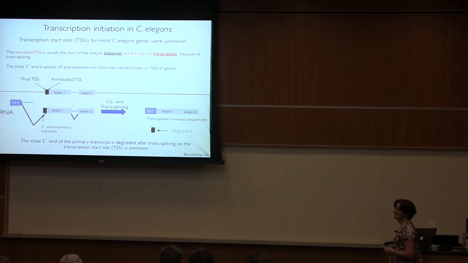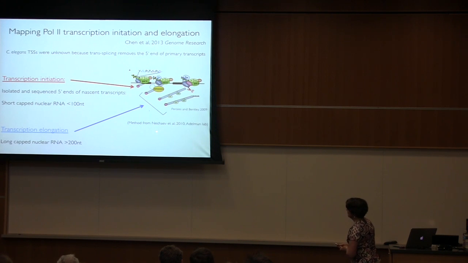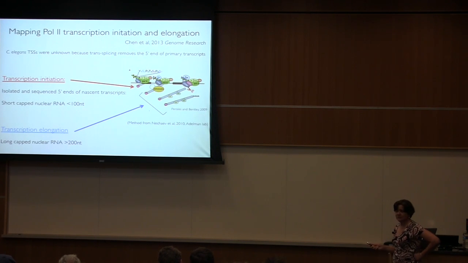And so you can't really study transcription without knowing where the promoters are, and Karen Adelman's lab had developed this technique where you could map transcription initiation in the nucleus. She was using this to map pausing, and we realized that we could apply this and find the initiation site. So essentially what you can do is isolate RNA from the nucleus that's short, the short nascent transcripts, 100 nucleotides or shorter, and they're capped because that's a hallmark of RNA polymerase II, and sequence those and capture those 5' ends before they're trans-spliced off, before you have this mature transcript.